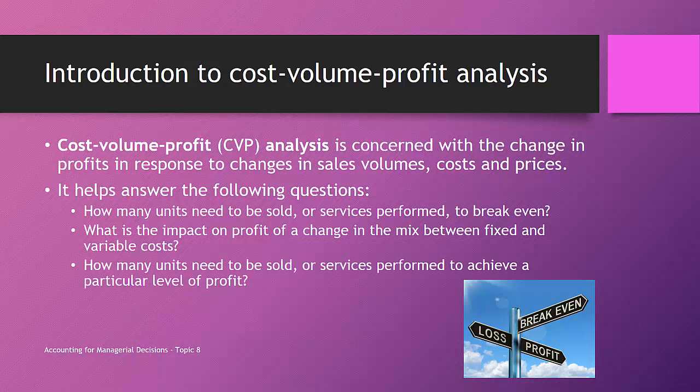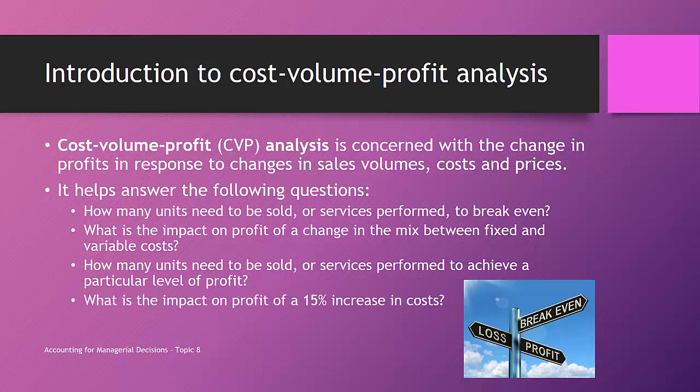How many units need to be sold or services performed to achieve a particular level of profit? This is in a way an extension of that first point. Break even is how many to get to a zero profit. And then you can adjust that target profit from zero to a non-zero profit and then figure out how many units need to be sold. So you may be targeting $1 million of profit in a year, $50 million, $100 million, $10,000, whatever it happens to be. You can plug that in and figure out what that does to the quantity that you need to sell.